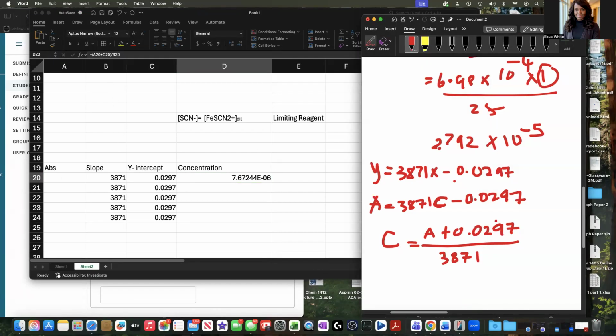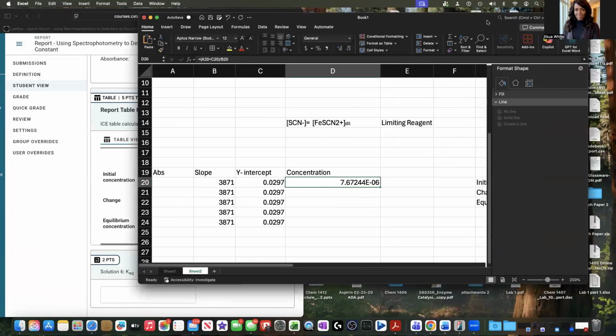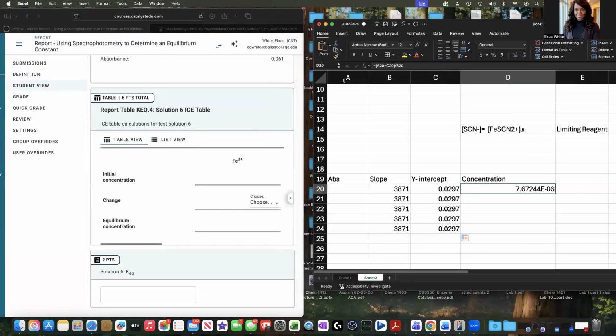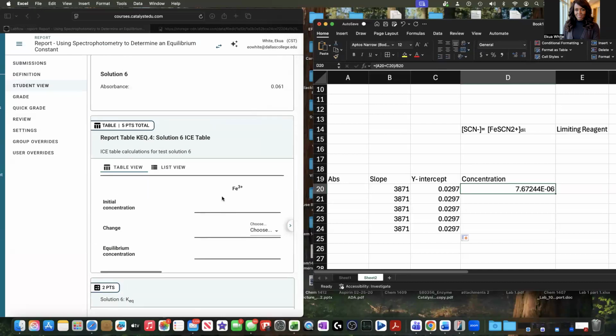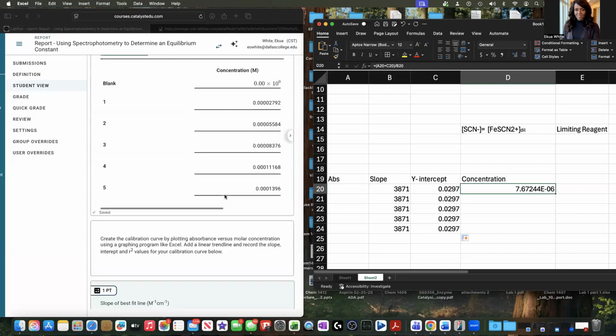So the top numbers are absorbance, which I don't have yet, plus this number right here, divided by this. Okay, I think I got it. Give me just a moment. I need to put in the absorbance. We're working backwards to figure out the concentration. Where is the first absorbance? They have to have given us that.